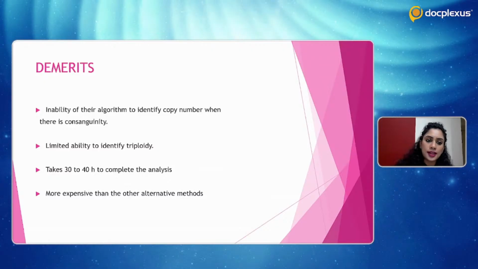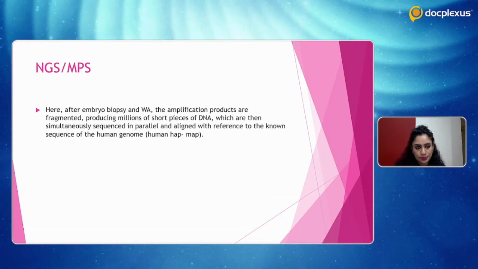But the demerits are there is inability of their algorithm to identify copy number when there is consanguinity. Limited ability to identify triploidy. It takes about 30 to 40 hours to complete the analysis, and it is much more expensive than the other alternative methods. Now, next generation sequencing.